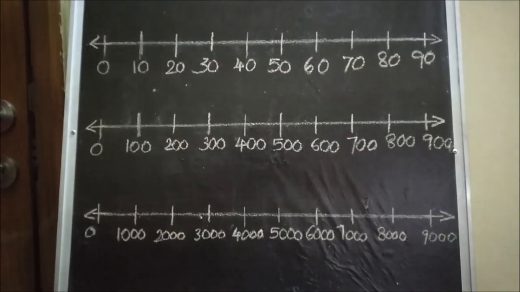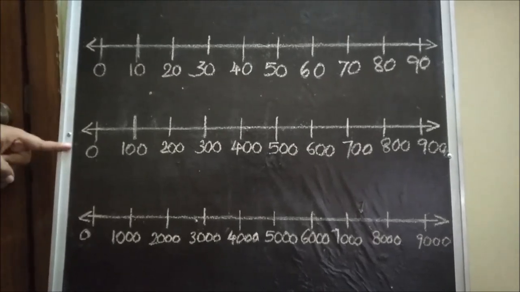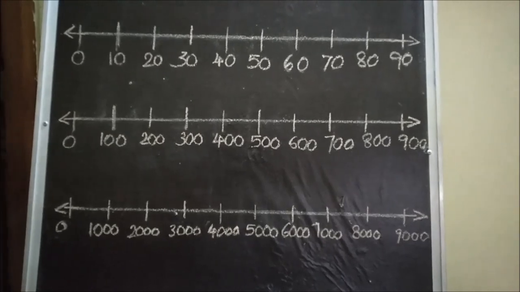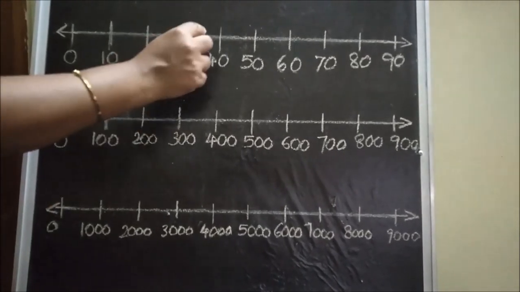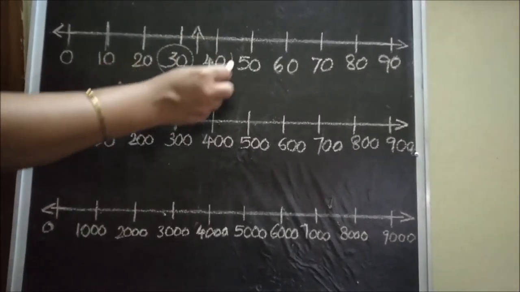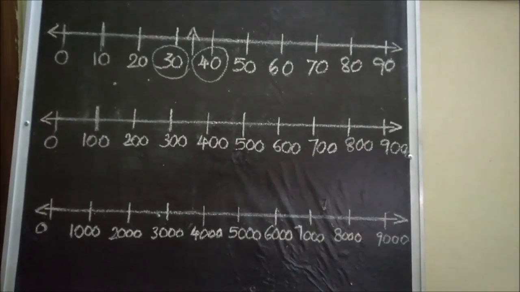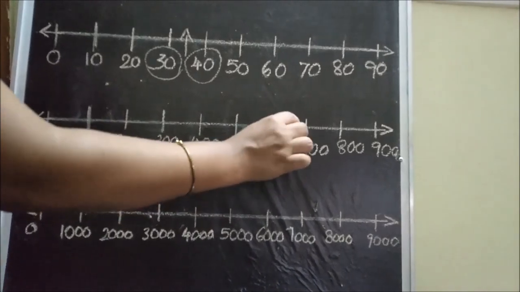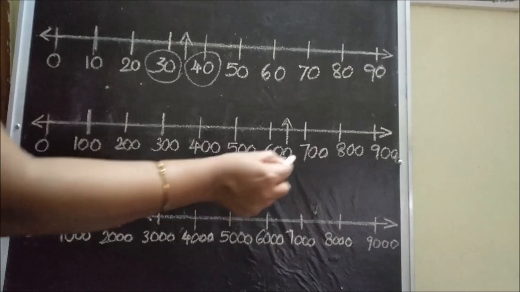Here on number lines, I have written multiples of 10, multiples of 100 and multiples of 1000. When we estimate a number which is in between 30 and 40, it can become 30 or 40. When we estimate a number which is in between 600 and 700, it can become 600 or 700.